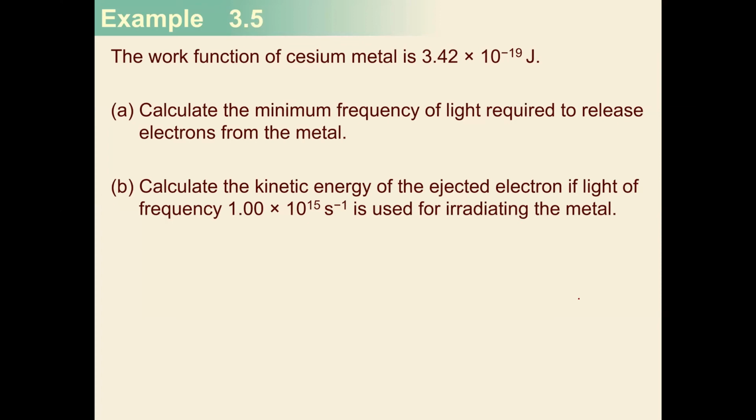So we can see that we are going to use cesium metal. Cesium is one of our alkali metals and might have a very easy ability to lose electrons. So let us go and look at part A. Calculate the minimum frequency of light required to release electrons from this metal. So what does it mean, minimum frequency? Well, typically you are going to hear the terms threshold frequency. Threshold frequency means that this is the minimum frequency that we can put in to get electrons to move.